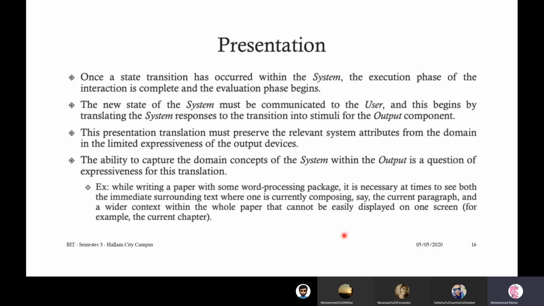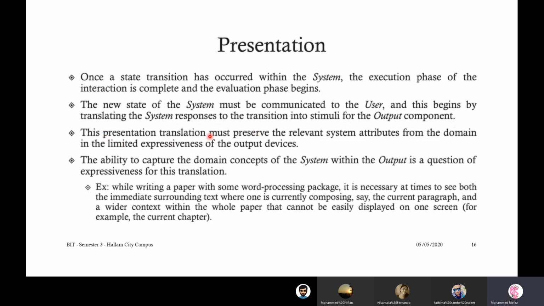Right. Now the system responds back. Once a state transition has occurred within the system, the execution phase of the interaction is complete and the evaluation phase begins, as I mentioned. So the new state of the system must be communicated to the user, and this starts by translating the system responses to the transition into stimuli for the output component.